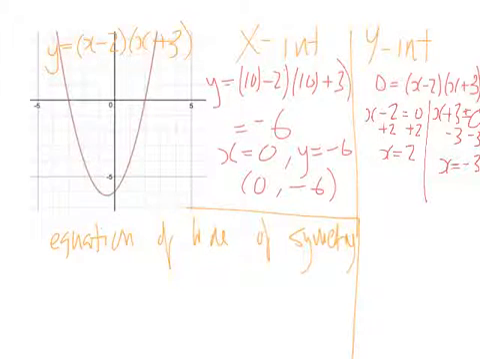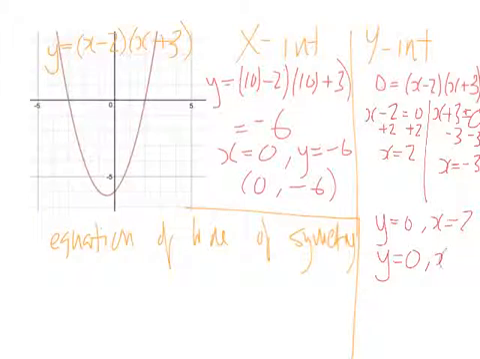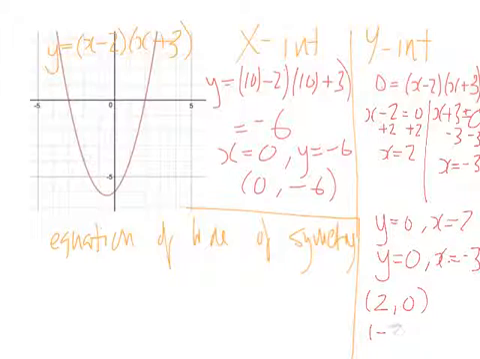So I get two x-intercepts. When y equals 0, x equals 2, and when y equals 0, x also equals negative 3. If I write those out as coordinates, making sure x goes first, I will get my intercepts. And for the equation of the line of symmetry, I said the line of symmetry goes through the vertex.